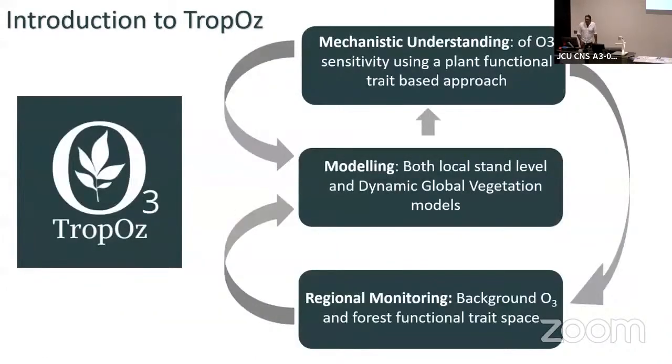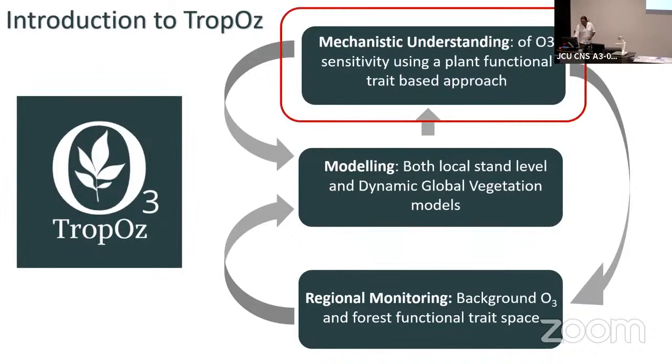So the project in its entirety has three main components. There's developing a better mechanistic understanding of ozone sensitivity in the tropics. There's a monitoring component, which is getting a better understanding of what exposure levels are currently experienced by tropical forests. And then there's a modeling component, which is bringing that information back together to better develop our understanding of how forests will be impacted under future climate scenarios.